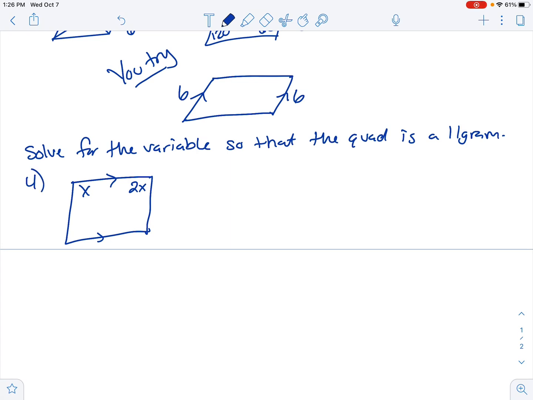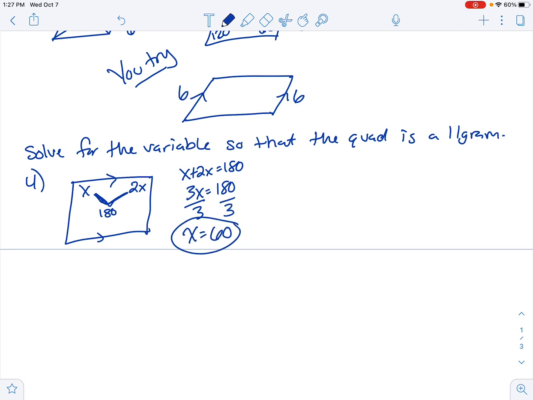All right, so for this one, if this is a parallelogram, what should we know about these angles? They're next to each other. They're not opposite from each other, which means they add to 180. So I have x plus 2x equals 180, which means 3x equals 180. Combine those like terms. Divide each side by 3, and x is 60.